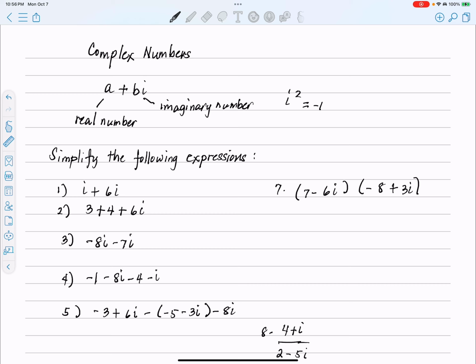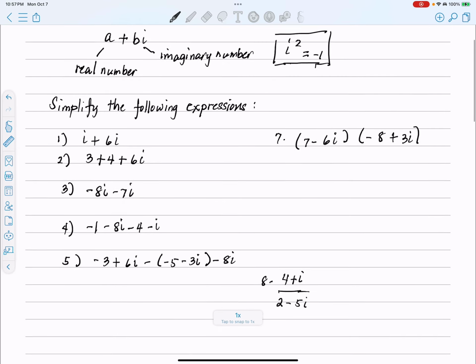Now, a complex number is in the form a plus bi, where a is a real number and i is an imaginary number. And take note that when you encounter i squared, it is equal to negative 1. So what we're going to do here is to review what we have learned in simplifying complex number expressions. All right, let's do number 1.